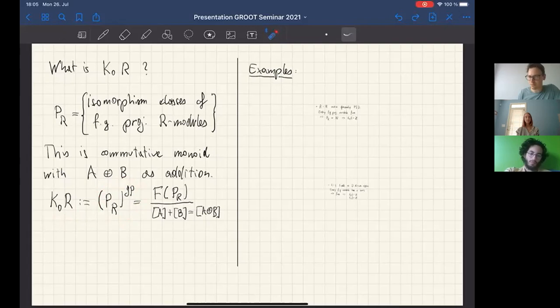So to be more concrete, you can take the free group generated by the set P(R), and then you mod out by relations that enforce the addition to already be the direct sum on all those elements that you could already add before. And of course, you have added inverses, so this is now an abelian group.